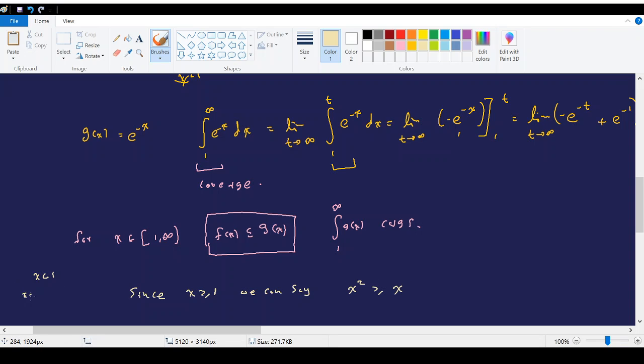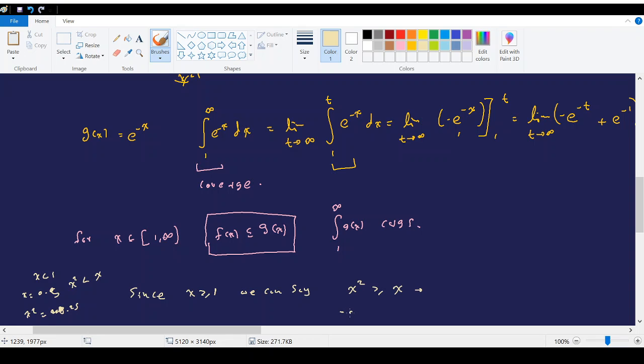For example, if we have x equals 0.5, then x squared will be... no, not 0.025, it will be 0.25. So here, when x is less than 1, x squared is less than x. But when x is greater than or equal to 1, we have this relationship.